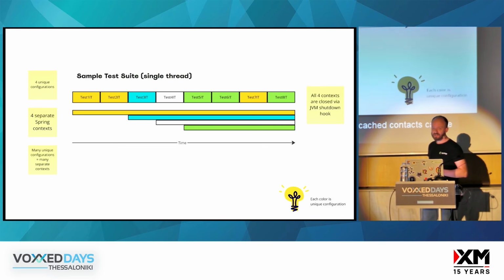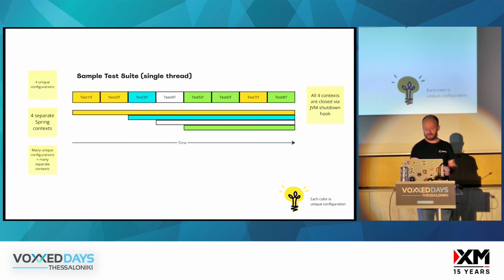Let's consider a sample suite of 8 tests. You can see there is some color distinction between them. For example, test 1, test 2, and test 7 have the same color, which means that they have the same configuration. And what it means is they use the same context.